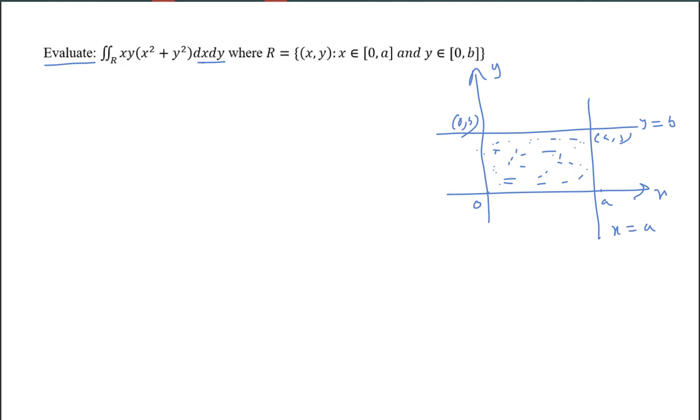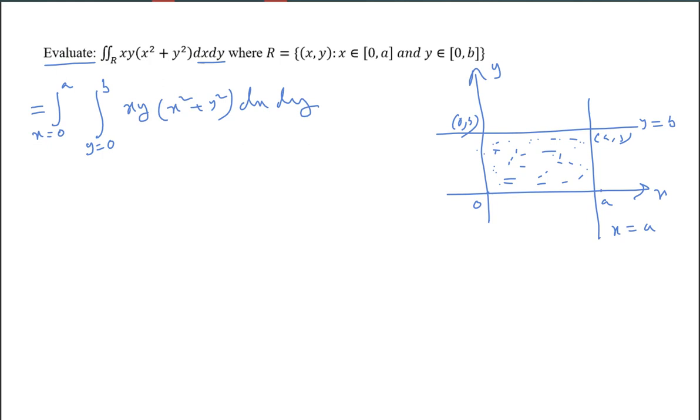Now what you need to do, when you have this rectangular type region, is simply write this as the integral over the region R. R you can express as x equal to 0 to a, y equal to 0 to b, and that region is covered. So write x equal to 0 to a, y equal to 0 to b, of xy times x squared plus y squared, dx dy.